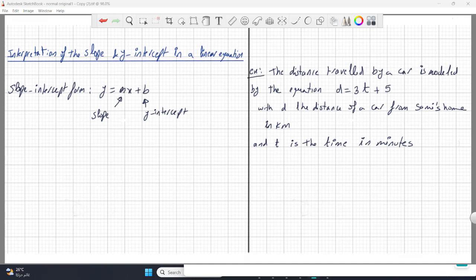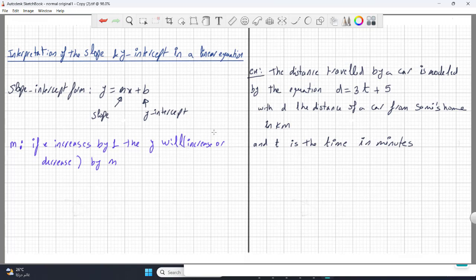Now, what is the interpretation of the slope? I mean, what is the meaning of m? What is the significance of the value of m? The significance of the value of m, or the slope, is that if x increases by 1, then y will increase or decrease by m. So y will vary by m.